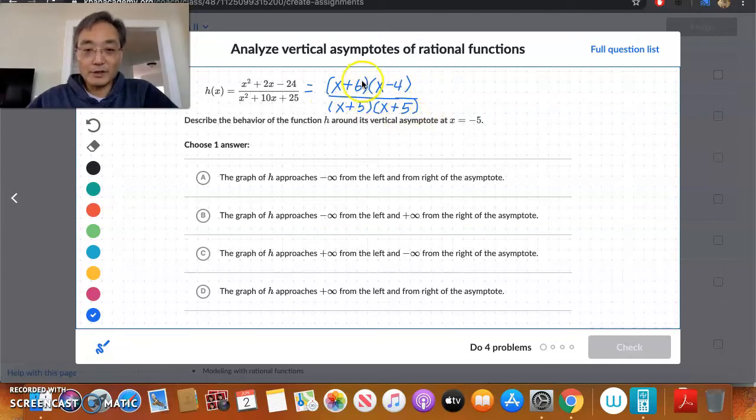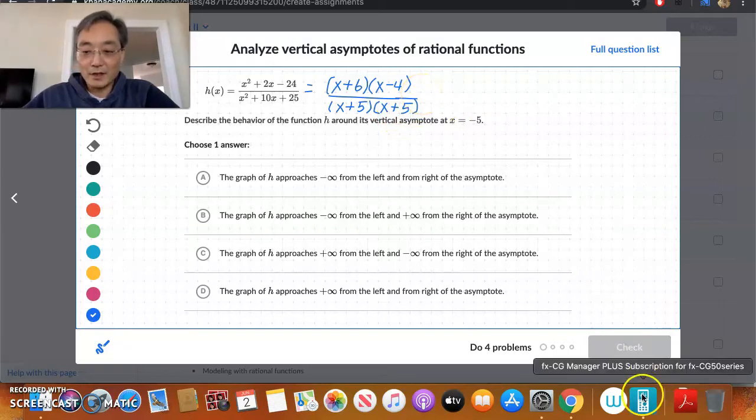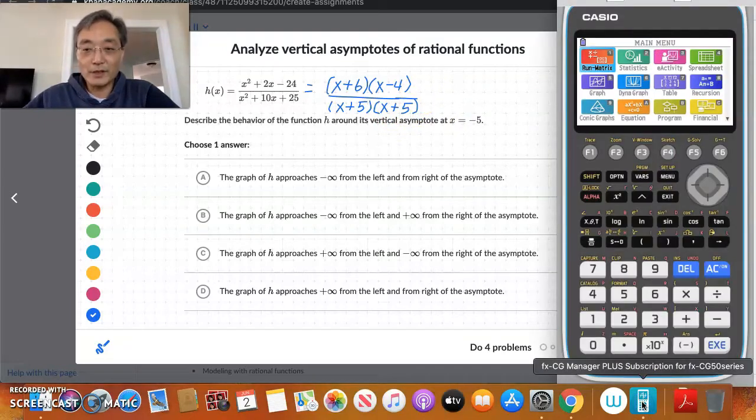So we can clearly see here that nothing cancels out, top and bottom, so there are no removable discontinuities. We see that there are two zeros sitting at negative 6 and positive 4. And then we're going to have a vertical asymptote at negative 5. So the question is, now what's going on to either side of negative 5? The first thing we're going to do is graph this thing and take a look, maybe visually, to see what's happening to the left and to the right of x equals negative 5.